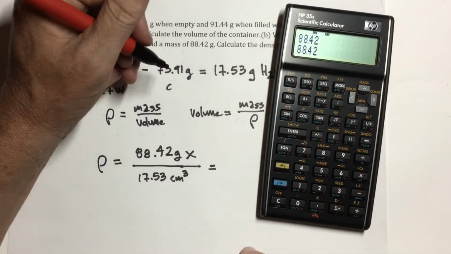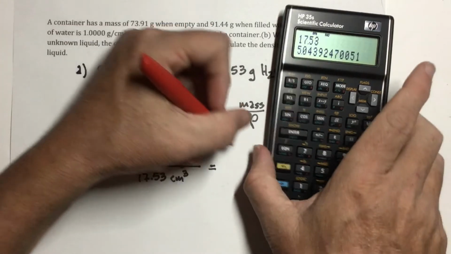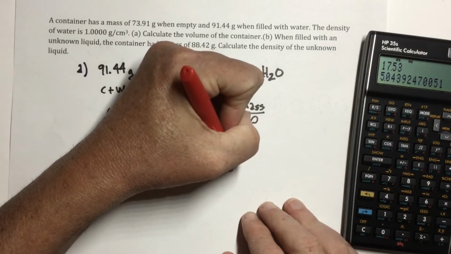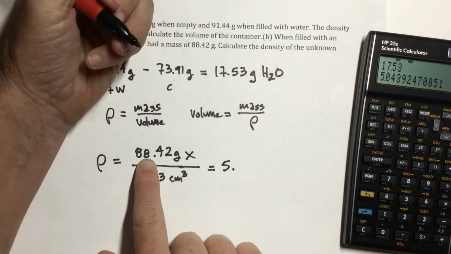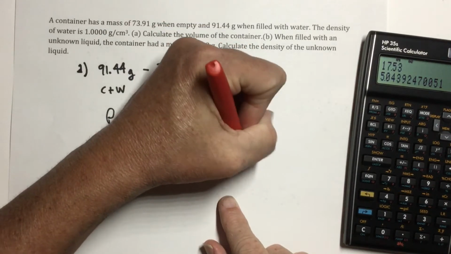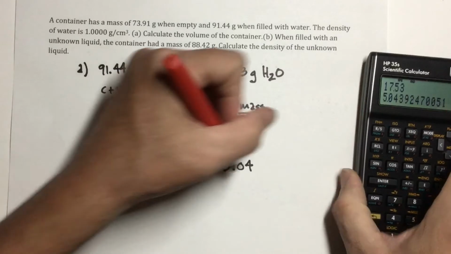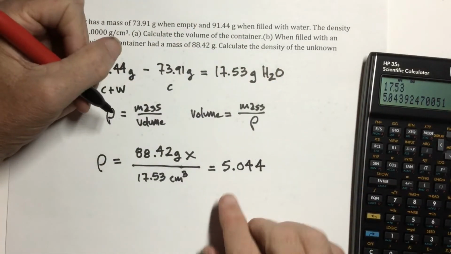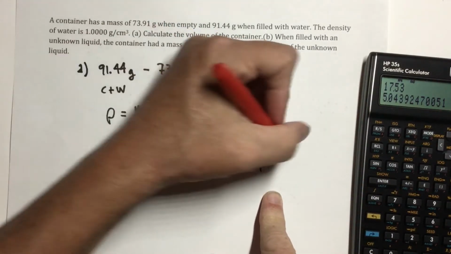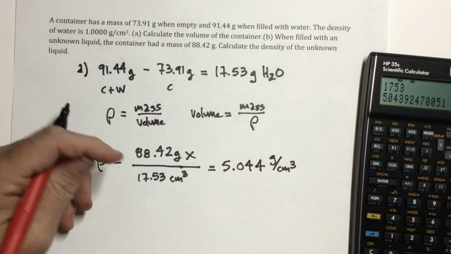So I do the math. 88.42 divided by 17.53 equals 5.04 and so on. How many sig figs should I have? I should have 4. So 5.0439, I will round that up to a 4. So 5.044 grams per cubic centimeter.